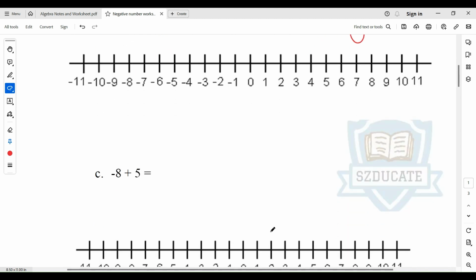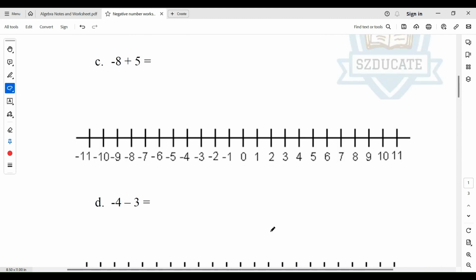Then we continue. Minus 8 plus 5. This time we'll start here on the left, minus 8. And then we're going to shift to the right because it's a plus. So 1, 2, 3, 4, 5. Here. Minus 3. Okay. Next.